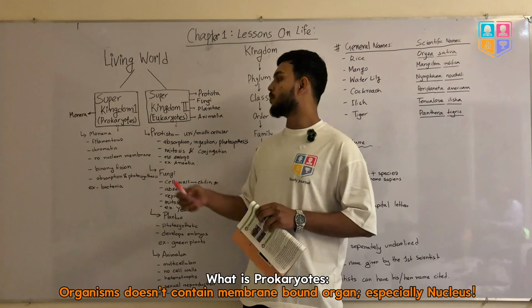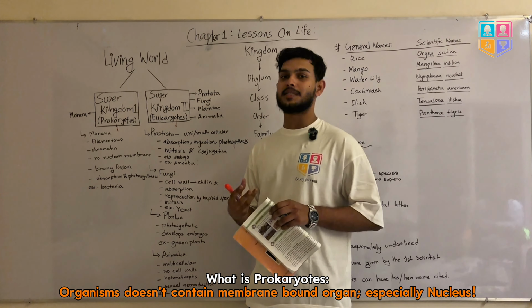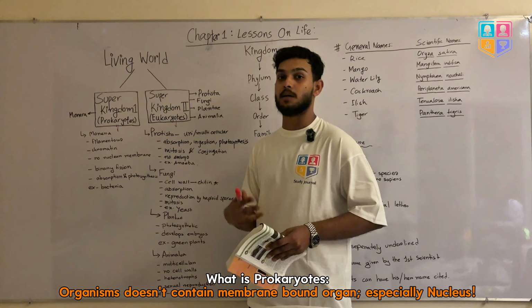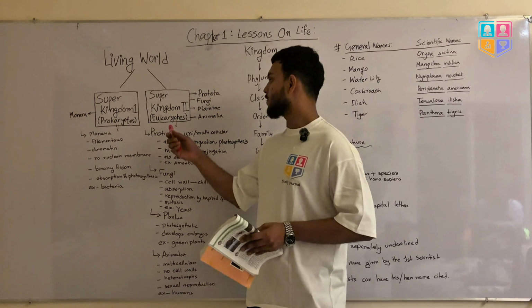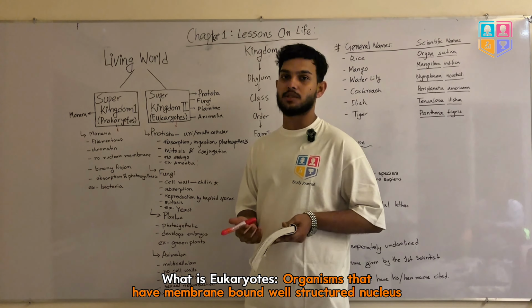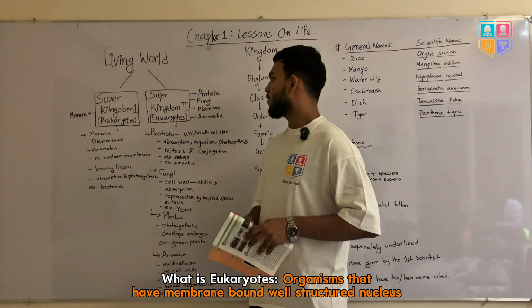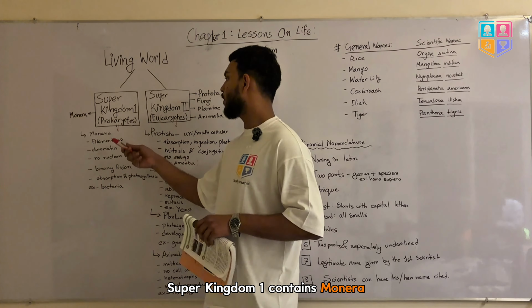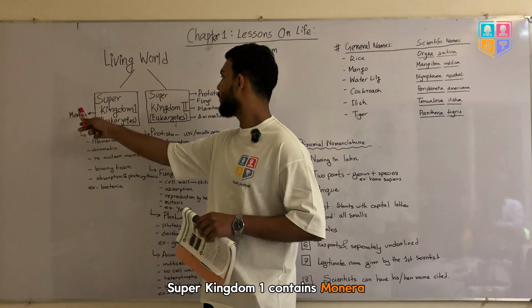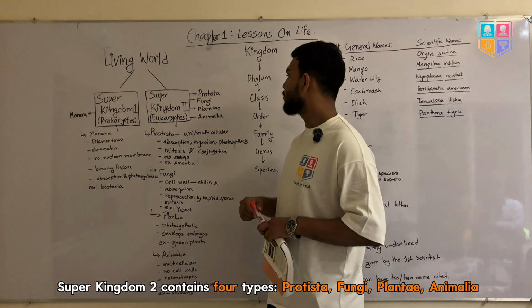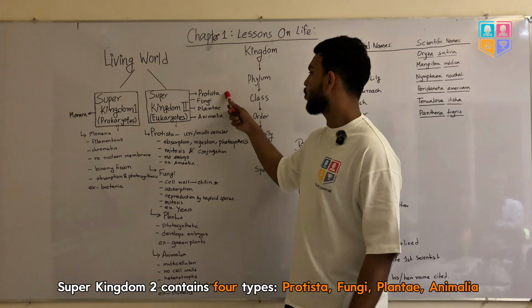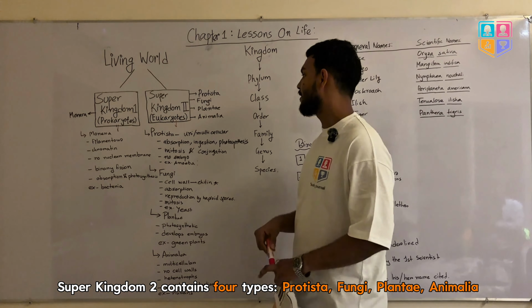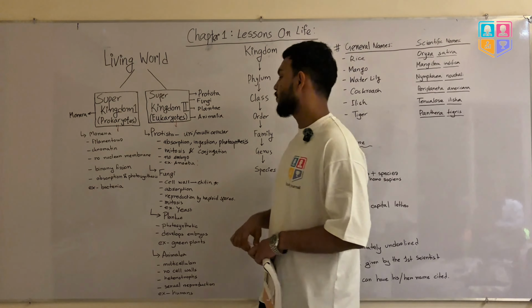For prokaryotes, we mainly mean organisms that don't have a membrane-bound nucleus. Whereas for eukaryotes, we have a proper well-structured, membrane-bound nucleus. For our Super Kingdom 1, we're going to look at the type which is called Monera, and the Super Kingdom 2 is broken down into four parts: Protista, Fungi, Plantae, and Animalia. We're going to look at each one of these parts.